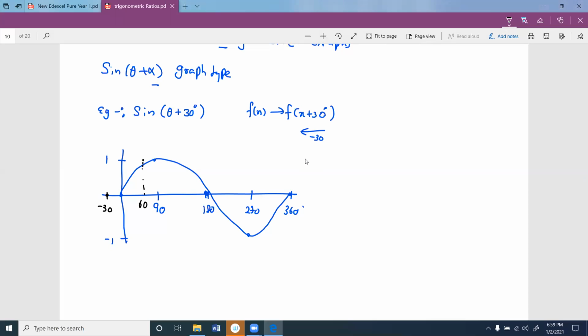This 90 comes 30 units this side, to 60. So this point goes over here. This 180 comes 30 units to this side, that is 150 over here. This 270 comes 30 units this side, turning up at 240. It's over here. This 360 comes to 330. It's over here. Then what you can understand is if you do this transformation, the entire graph has shifted by 30 units to the negative side.